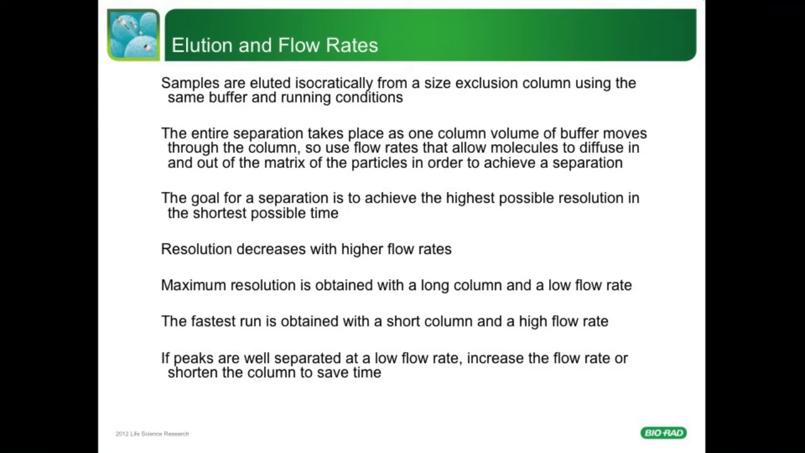Resolution decreases with higher flow rates. Maximum resolution is attained with a long column and a low flow rate. The fastest run is attained with a short column and a high flow rate. If peaks are well separated at a low flow rate, increase the flow rate or shorten the column to save time.